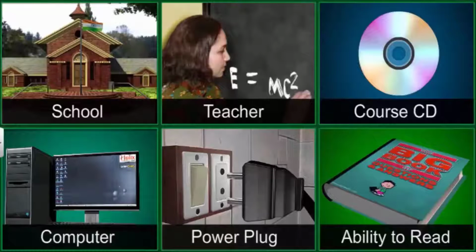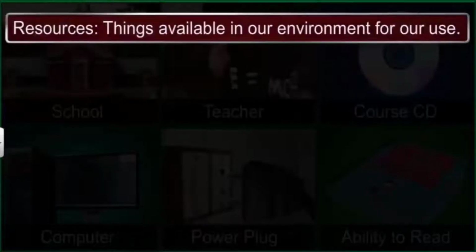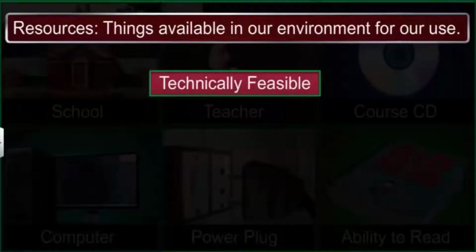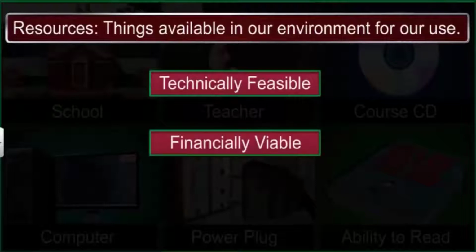All these are examples of things that you use to satisfy your need for learning. The things available in our environment that can be used to satisfy our needs are called resources, provided they are technically feasible, financially viable, and culturally acceptable.